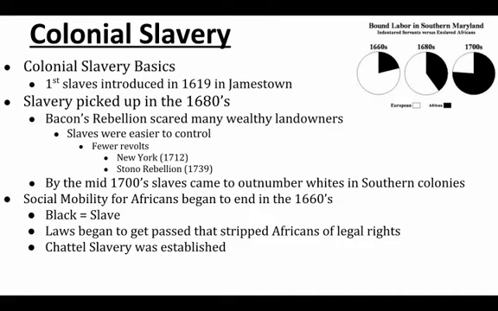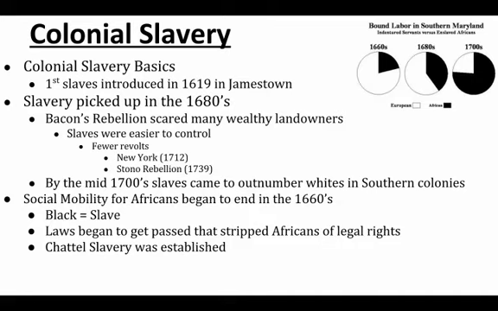But as we have this shift away from indentured servitude, it becomes pretty apparent to the whites and blacks in America that black equals slave. And we start to get this awareness of race in America. And eventually, we see the Southern whites begin to pass laws that strip Africans of legal rights. And we see chattel slavery get developed. And chattel slavery is basically children are enslaved because their parents are enslaved. So slavery is hereditary in a sense.